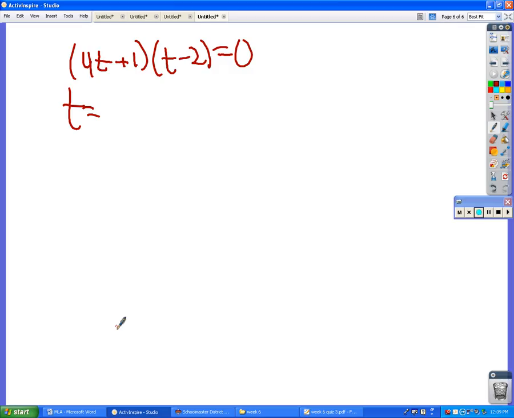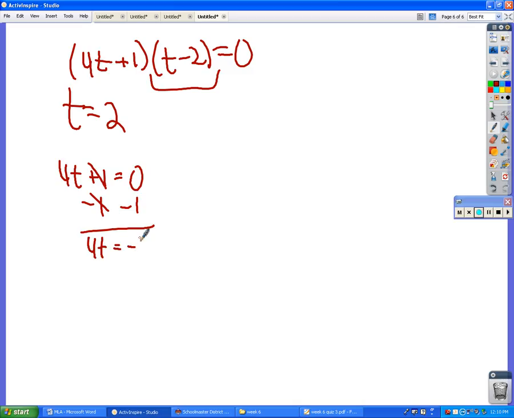What's the easy one? 2. Okay, for this one right here, if t equals 2, 2 minus 2 equals 0, right? But how in the world do you figure out what to plug in for t right there to get 4t plus 1 to equal 0? What do I do first before I divide by 4? Subtract 1. So I have to subtract 1 from both sides. So that tells me that 4t equals negative 1.